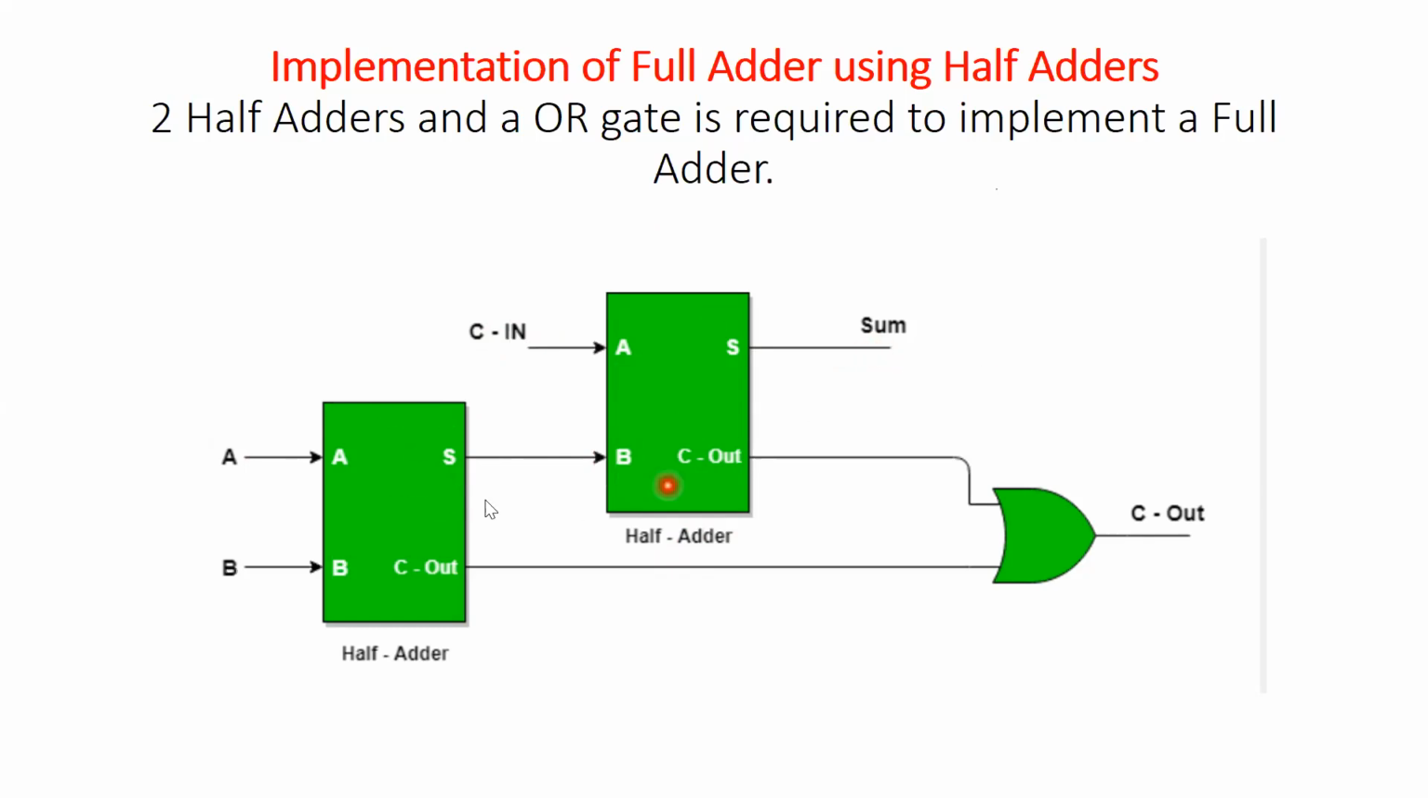So what comes in this sum? The sum of the first half adder, that is A plus B, and now A plus B plus C will come. So I get the sum. And how will I get the final carry? Carry of the previous one plus carry of the current one. If I OR it, I get the final carry. So this way you can implement full adder using two half adders and then an OR gate. So again, draw this block diagram.